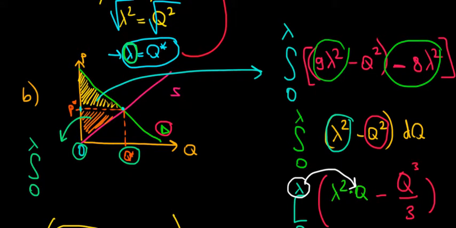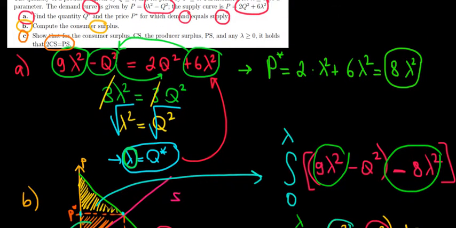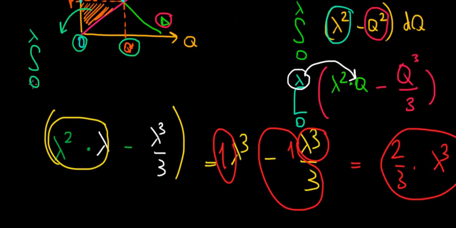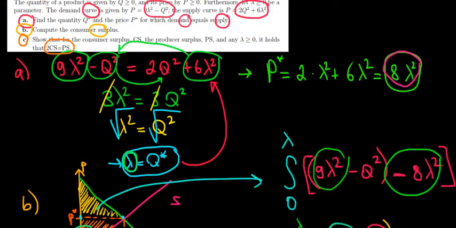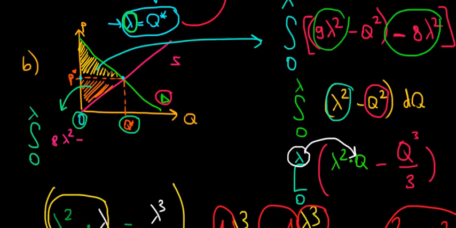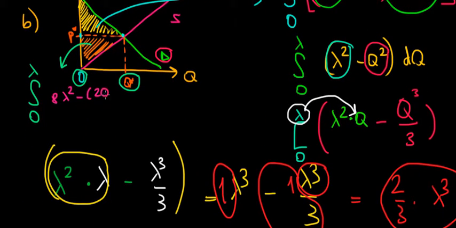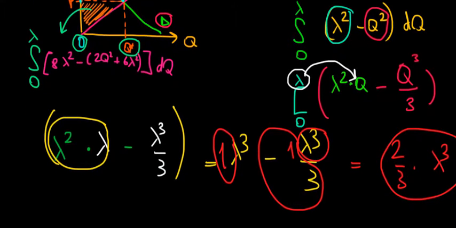Now we have the area between the equilibrium price and the supply curve. What is the equilibrium price? We also calculated it to be equal to 8 times lambda square. So we will have the difference between 8 lambda square minus the supply function. What is the supply function? The supply function is 2q square plus 6 times lambda square. So we will have 2q square plus 6 lambda square, all of this dq.